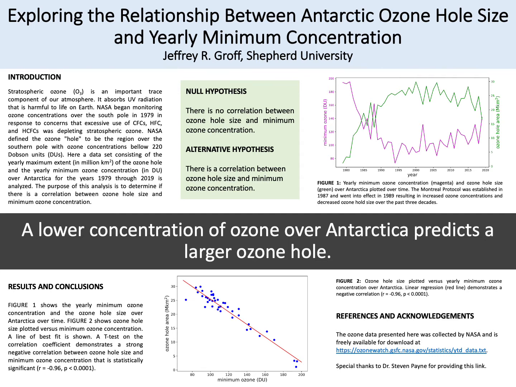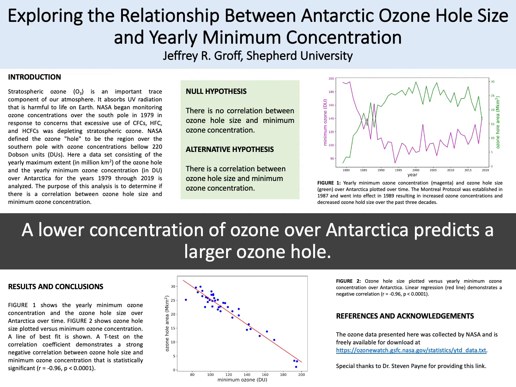These chemicals resulted in free chloride ions being introduced into the upper atmosphere, and these chloride ions catalyze a photochemical reaction that depletes ozone. And so NASA defined the ozone hole to be the region over the southern pole where the concentration was below 220 Dobson units.